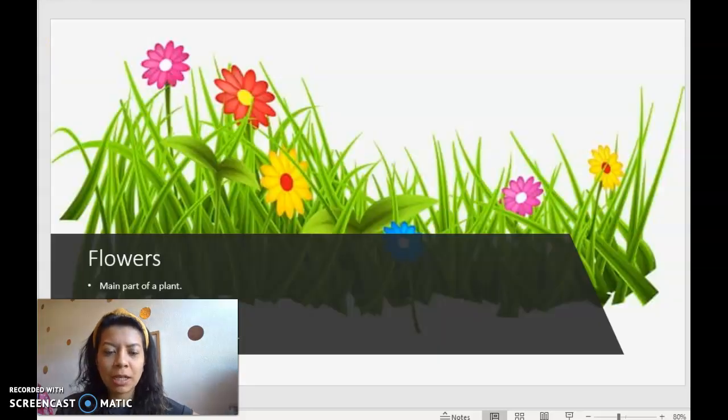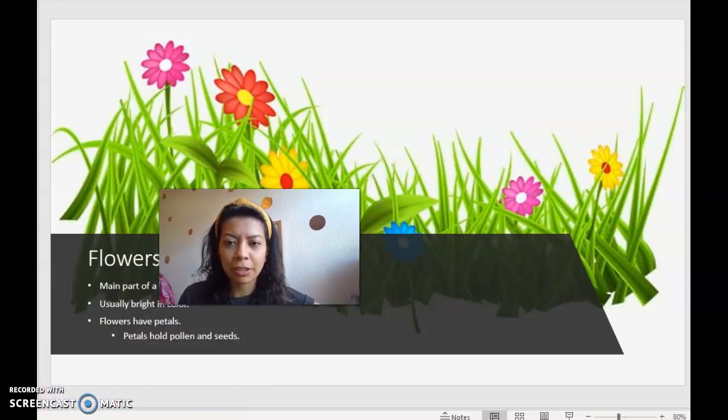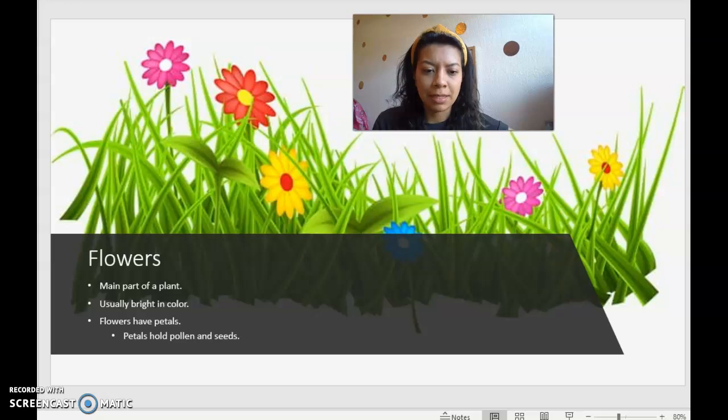So let's talk a little bit more about the flowers. The flowers, like we said before, are the main part of a plant. They usually come bright in color, and we talked earlier that flowers have petals, and inside these petals are the pollen and the seeds. Here we see purple, red, yellow, blue, another purple, and more yellow flowers.